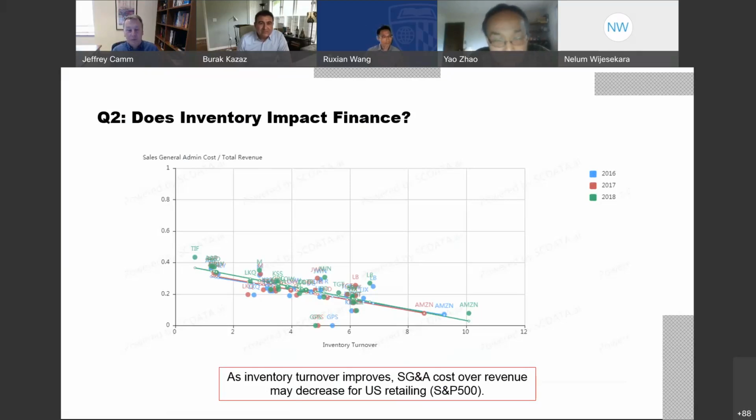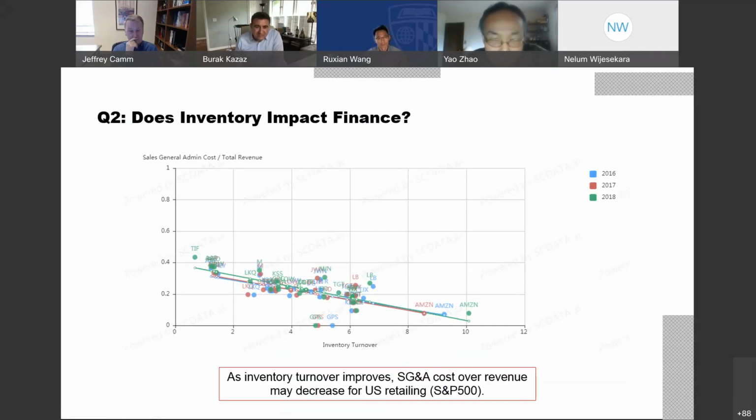And you can see that you plot out the data, even the turnover versus the sales general administrative cost over total revenue. You'll see that as the inventory turnover increases, for all these years from 2016 to 2018, the sales general administrative cost over total revenue decreases at almost the same slope. The trend is very consistent. So which implies that inventory does have an impact on the operating cost for these companies.